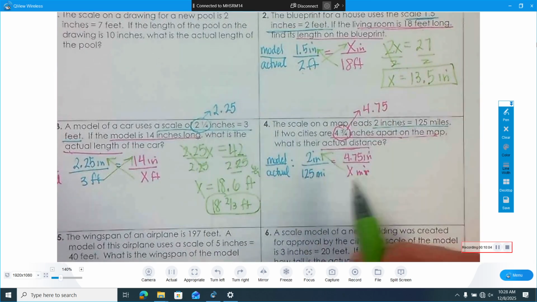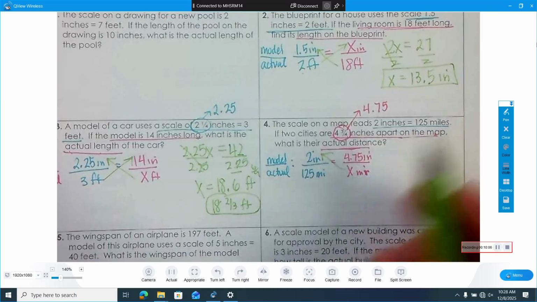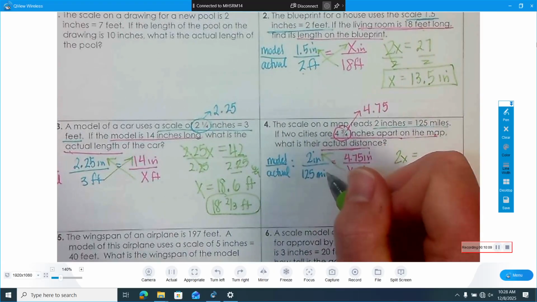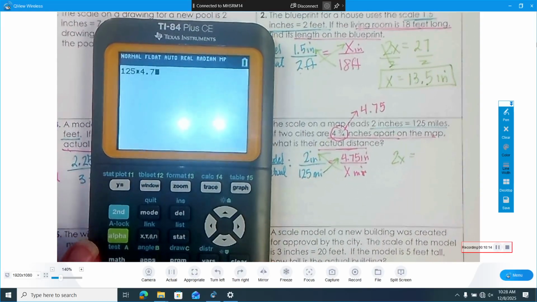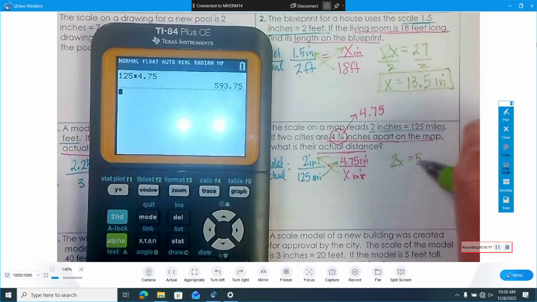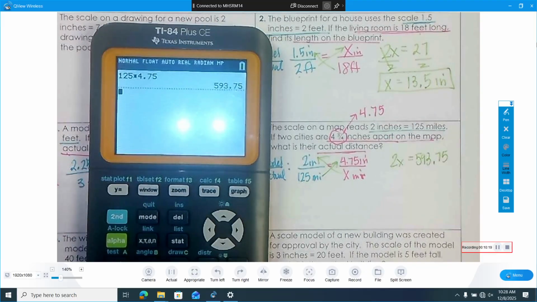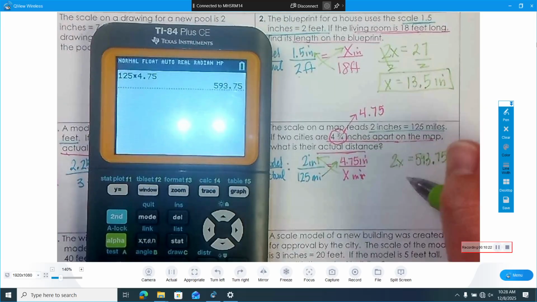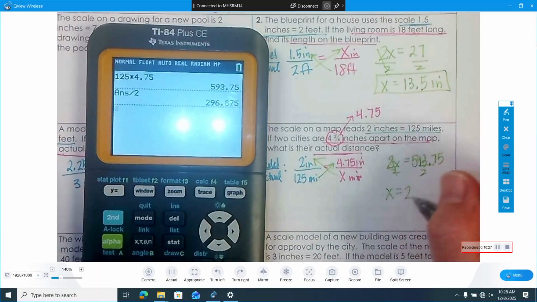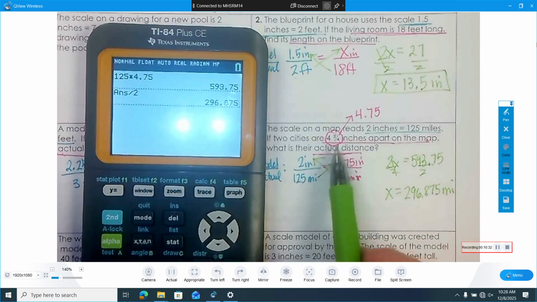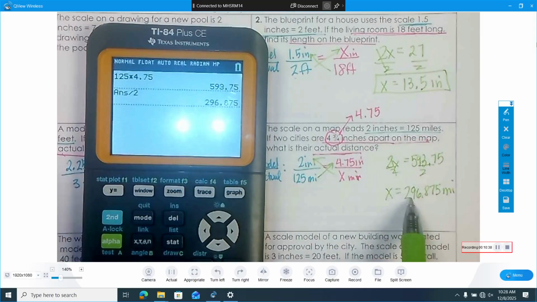Again, I'm always just going to go with the x first, wherever that is. X times 2 gives me 2x, and then 125 times 4.75, we get 593.75. And then how do we get x by itself? Divide by 2. So we get x equals 296.875 miles. And again, they gave us a mixed number. So traditionally in math, if they gave us a mixed number, that's what we want to end with. Whatever we start with, we should end with.